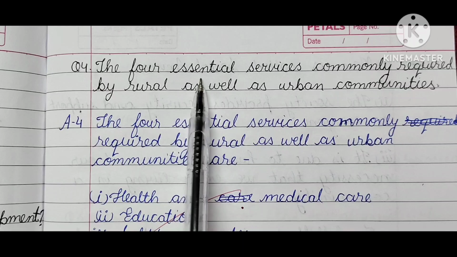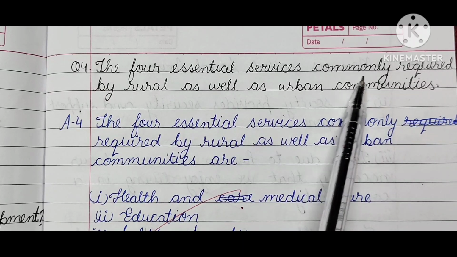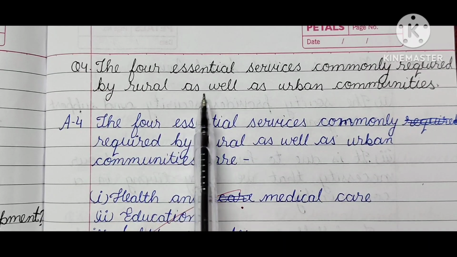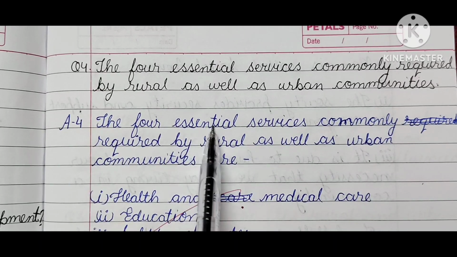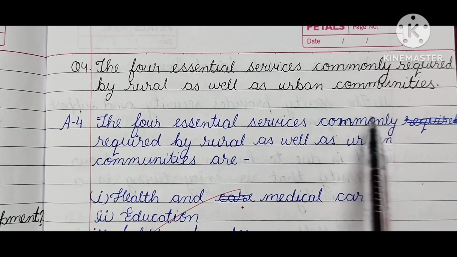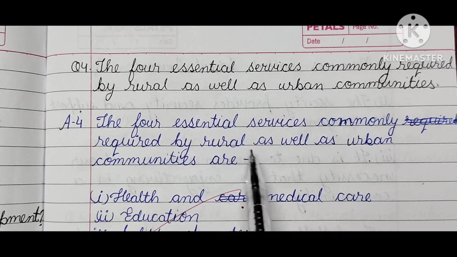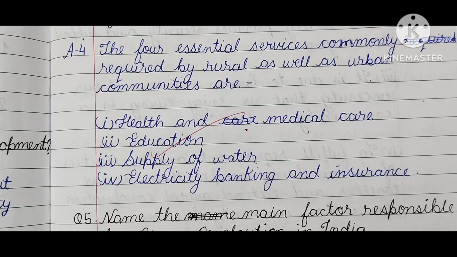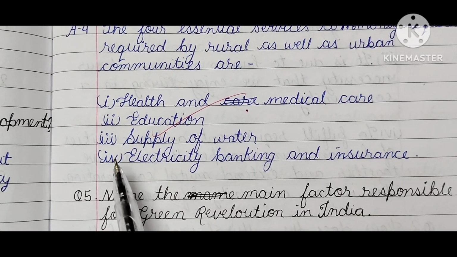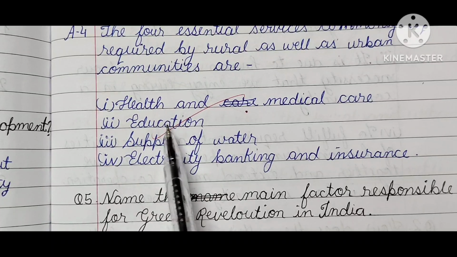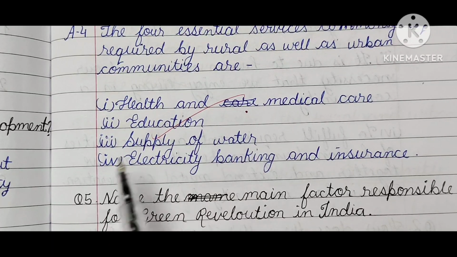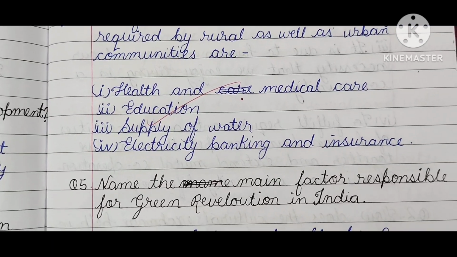Fourth, the four essential services commonly required by rural as well as urban communities. Answer. The four essential services commonly required by rural as well as urban communities are: first, health and medical care. Second, education. Third, supply of water. Fourth, electricity, banking and insurance.